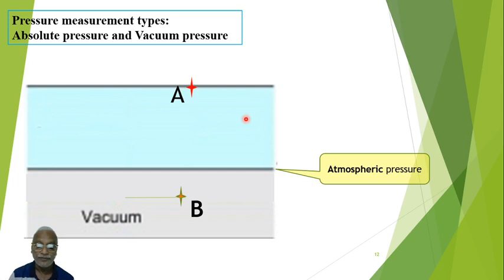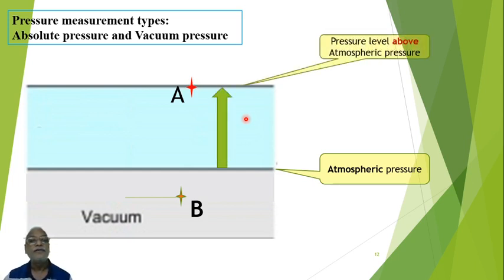I am telling you often, take care. Now here, this particular pressure at A is above atmospheric pressure by so much. This is atmospheric pressure. So this particular pressure at point A, I am trying to show that it is above atmospheric pressure by so much. So it is a pressure level above atmospheric pressure.